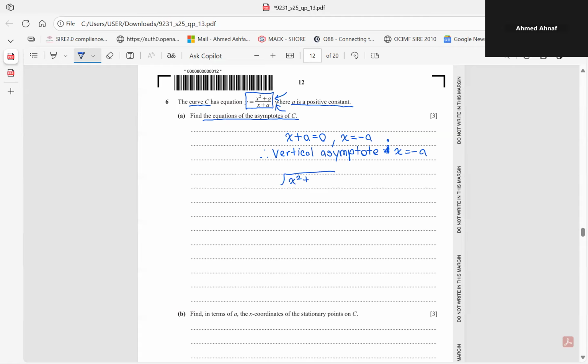So x would be equal to the square root of a² + a, minus a, and the other point would just be minus the square root of a² + a, minus a. So this would be our final answers for this part. Let's head on to the next part.